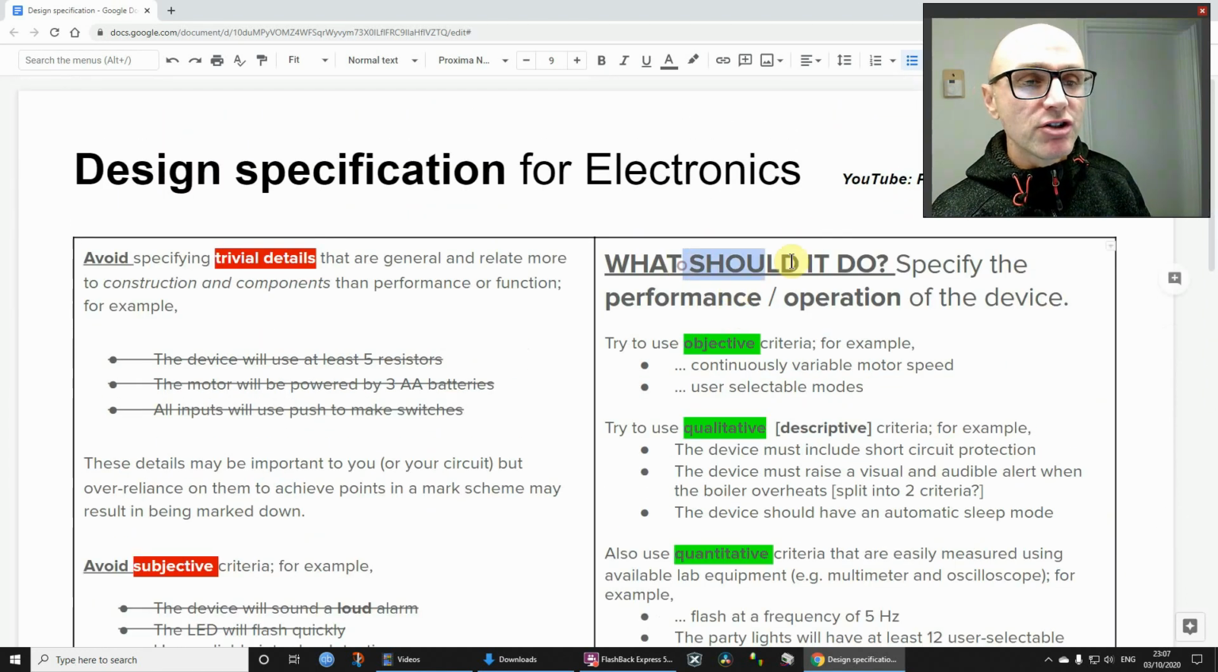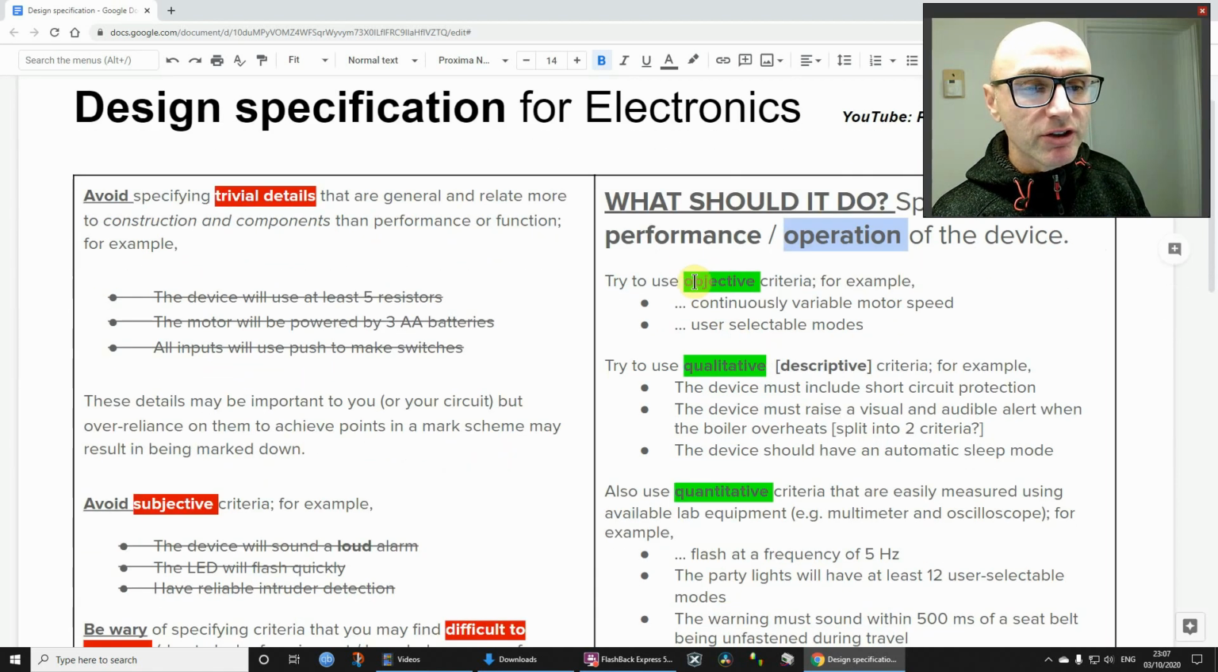So what things then should you do? The stuff on the left was what I would recommend against doing, but the things that you should do, you really need to specify how your circuit or your device is going to perform, and maybe its function or operation as well. In doing this, you need to try to use objective criteria, not subjective, not down to personal opinion, but objective, which two people hopefully wouldn't disagree about too strongly.